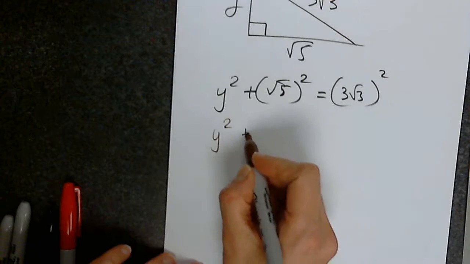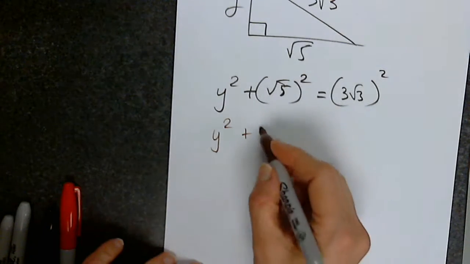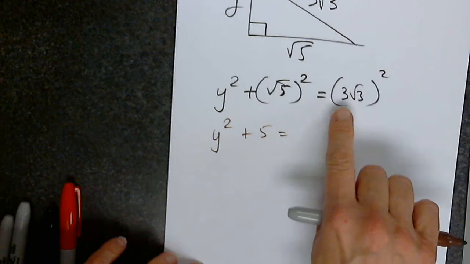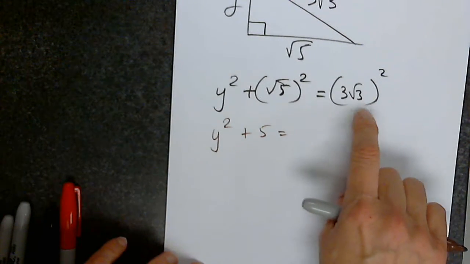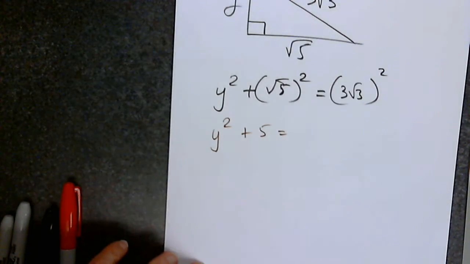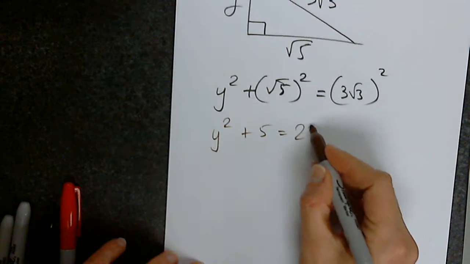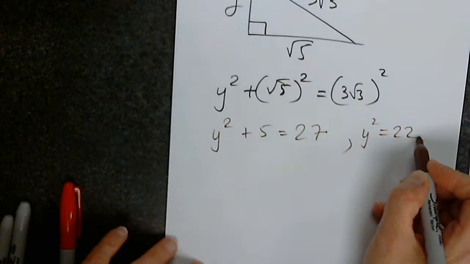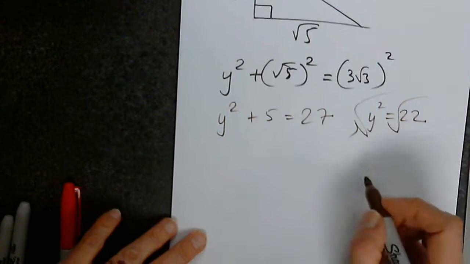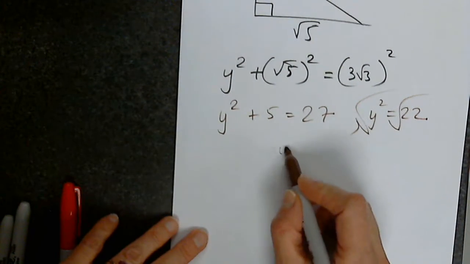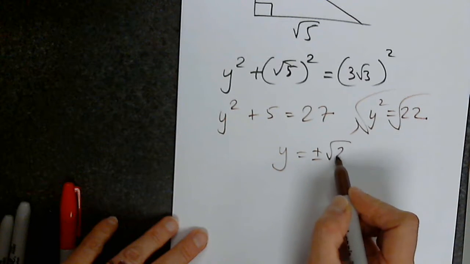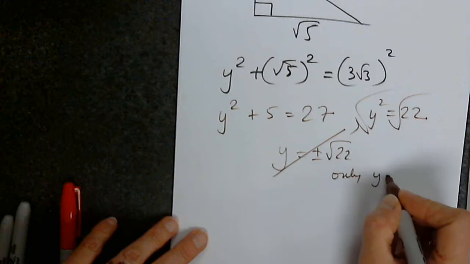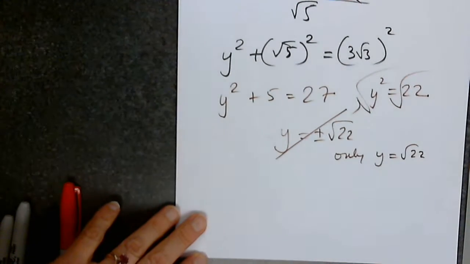So we have y squared plus equals. Careful how you square 3 the square root of 3. Remember, you have to square this, and you have to square this, and then multiply them. 27. We agree? So then y squared equals 22. And I have to take the square root. The correct answer would be y equals plus or minus the square root of 22. And then I will cross it out, and I'll say only y equals the square root of 22.